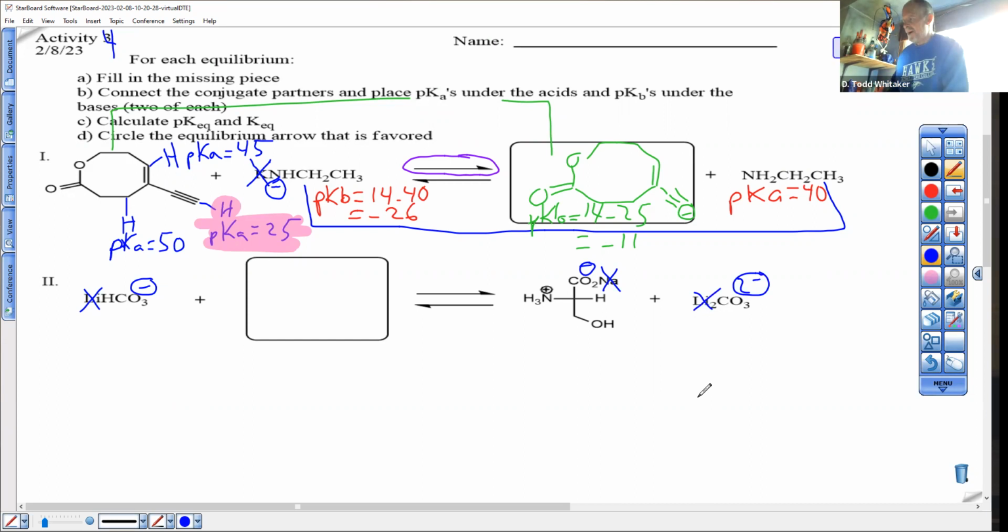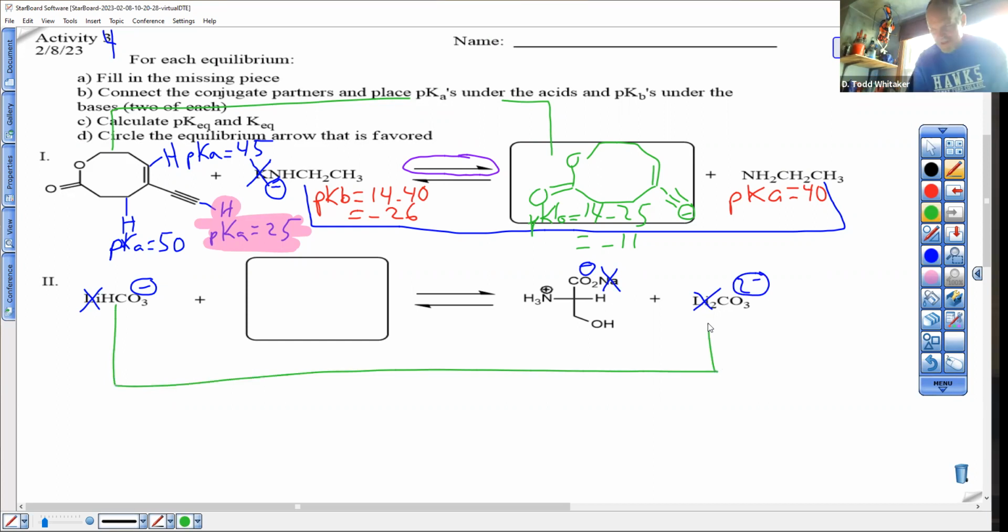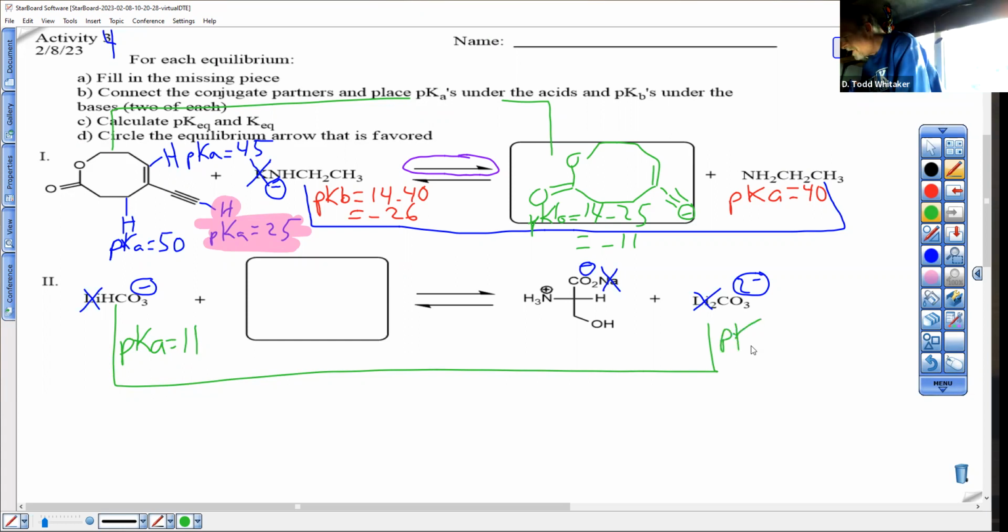So that's the pair that's already there. Which one of those is the acid? Well, the one on the right doesn't even have a proton. Please don't try to call it an acid. The one on the left has the extra proton. It's the acid because of that. And that is bicarbonate. You got to learn that's one with a pKa of 11. Bicarbonate, it's on your table. That means carbonate, its conjugate base, has a pKb of 14 minus 11 equals 3.